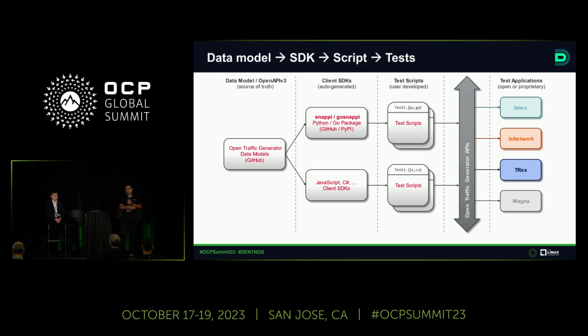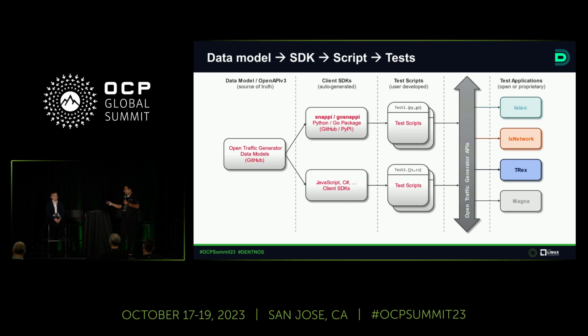So DENT has a huge test framework which is written in mostly Keysight proprietary APIs, but now we are also bringing in Open Traffic Generator with this SAI testing framework, SAI Challenger, to make it more open. And once a user writes the test scripts and it talks OTG APIs, it can work with any of these implementations on the far right, including the Ixia-C container-based one, which you see at the top, and IxNetwork and T-Rex and whatnot.